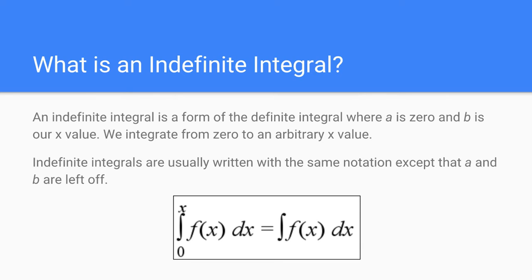So the reason it's called indefinite is because the answer is not just going to be a number. It's not going to just be like 26 is the answer. The answer is going to be in the form of x. So it's going to be something like 24x plus 3 or something like that.